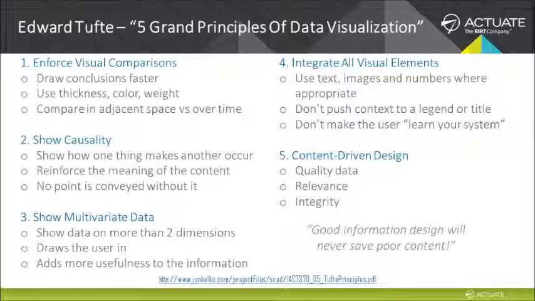And then number five is content-driven design. That's a nice fit, in fact, for today's event. Good information design never saves poor content. So you want to really concentrate on three main things. Quality. If the data is wrong to begin with, the designer is already dead in the water. So you have to make sure you've got quality of data that you're going to represent.